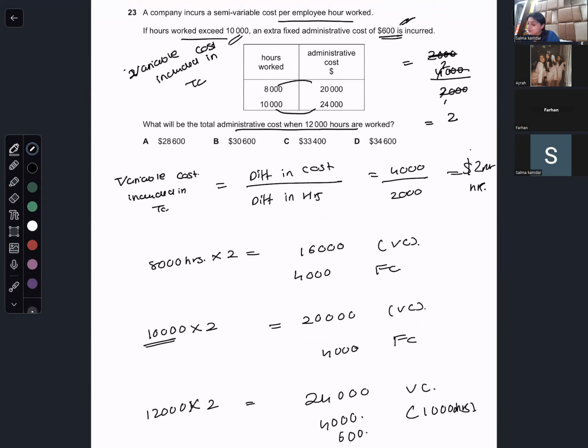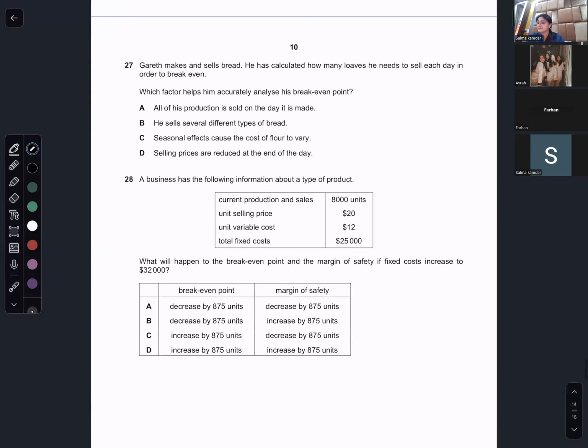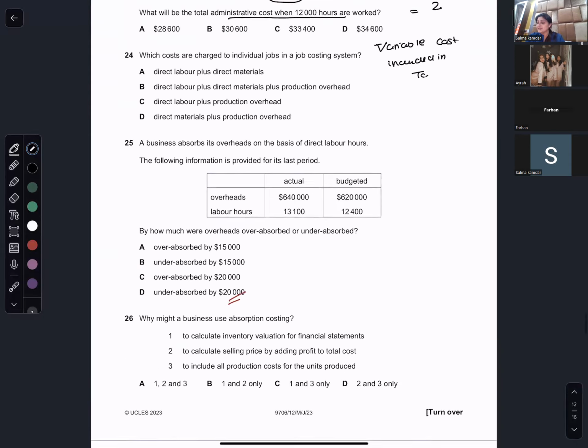So what is the total cost? The total cost would be 24,000 plus 4,000 plus 600, which is 28,600. Ira, are you with me? Come on, read the next question.